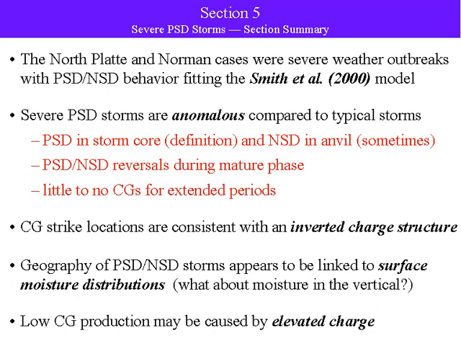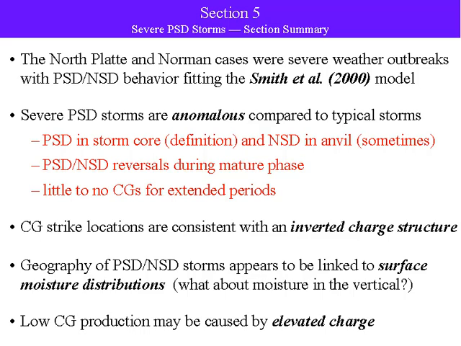So in summary, severe PSD storms are anomalous. They're the real anomaly compared to all the other storms that occur across the U.S. They are positively strike dominated in the storm core in the graupel areas and negatively strike dominated in the anvil. There are oftentimes PSD and NSD reversals during the mature phase, and there is little to no lightning for extended periods for PSD storms.